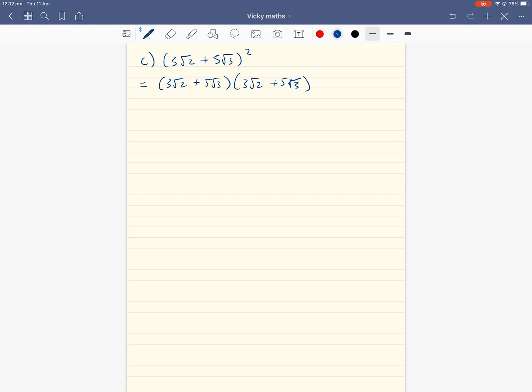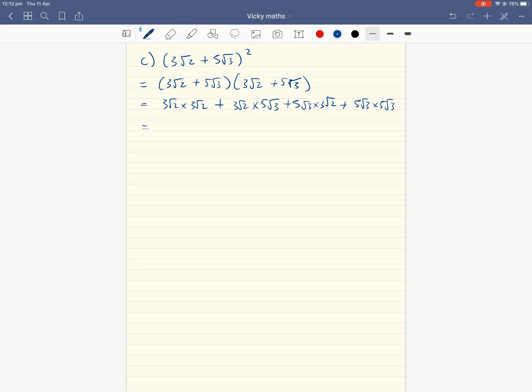So we can do the FOIL method. So the first term, 3 root 2 times 3 root 2, plus outer, which is 3 root 2 times 5 root 3, and inner, 5 root 3 times 3 root 2, and your last term, which is 5 root 3 times 5 root 3.